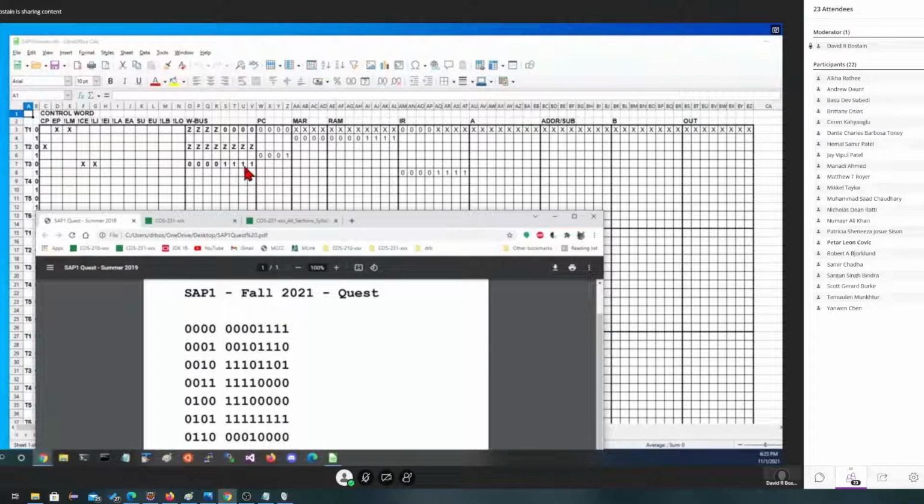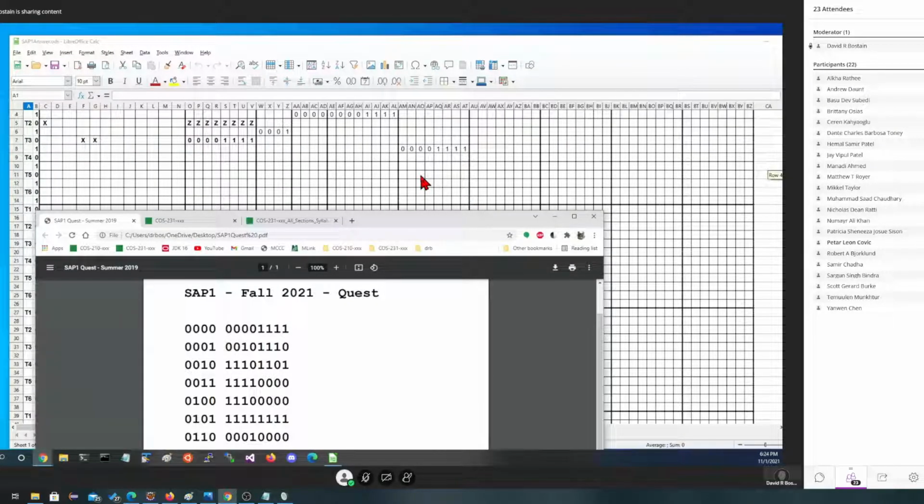Now, halfway through, the instruction register gets that piece of data and immediately starts broadcasting those 4 zeros down into the controller sequencer, so that as we enter the execution cycle, the controller sequencer and the control matrix know that we're getting ready to execute a load accumulator instruction.